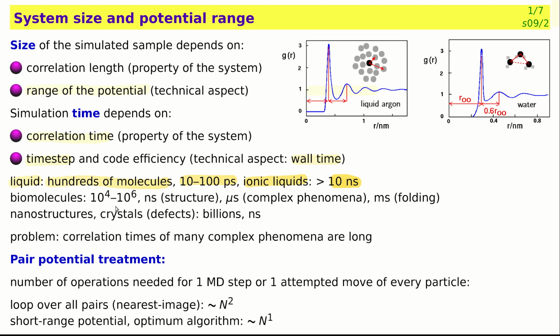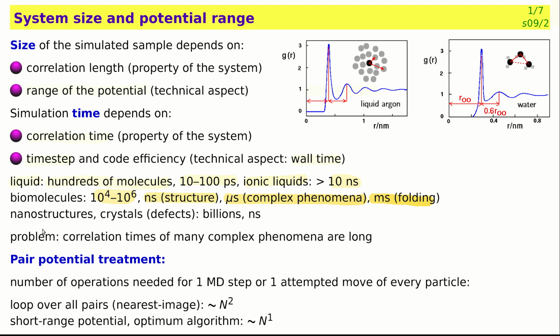Huge systems and also long times are needed in biochemistry. Such biochemical systems need, well, from 10,000 up to millions of particles. To calculate structure we need nanoseconds. For complex phenomena like binding of ligands and stuff like this, we need microseconds. And top simulations that try to simulate protein folding and similar phenomena are able to reach millisecond scale.